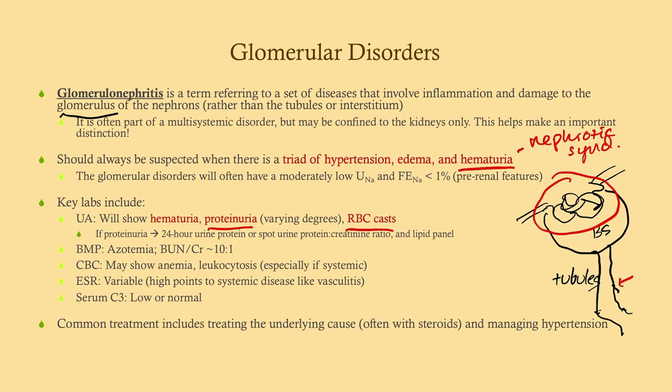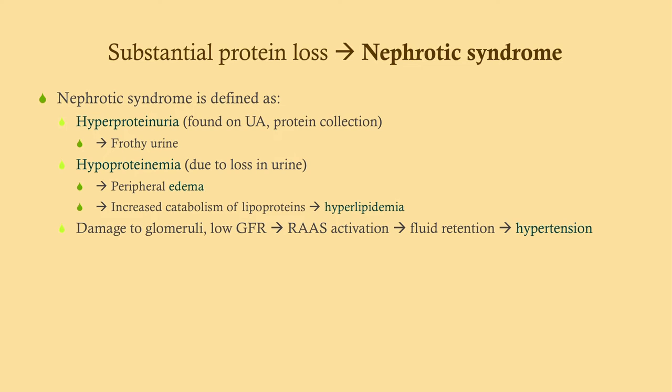Okay, so when you have substantial protein loss, meaning more than 3.5 grams per day, you can start to develop these very specific symptoms. Because you have a high amount of protein in the urine, which you may detect on your analysis or in the 24-hour collection, you'll have this frothy urine. That is a common word that's given to say, hey, this person's got proteinuria. This person may have a nephrotic syndrome. Then because you're losing it in your urine, you're going to have a low protein in your bloodstream, and that's going to lead to peripheral edema.